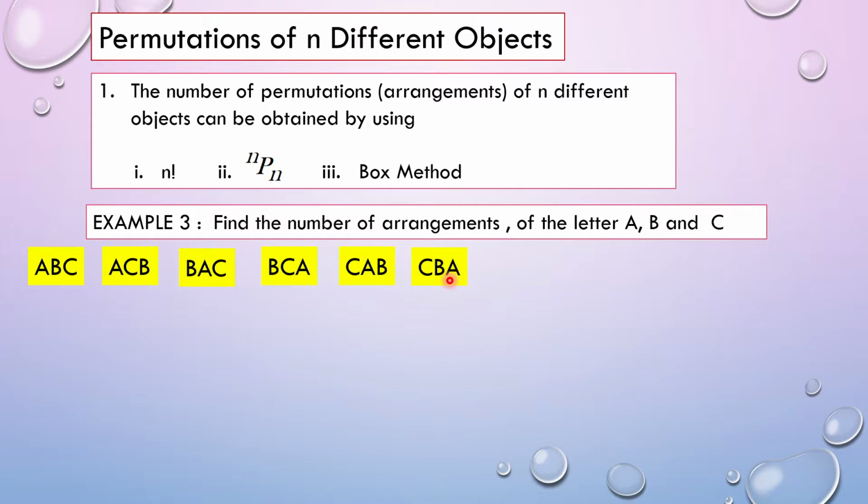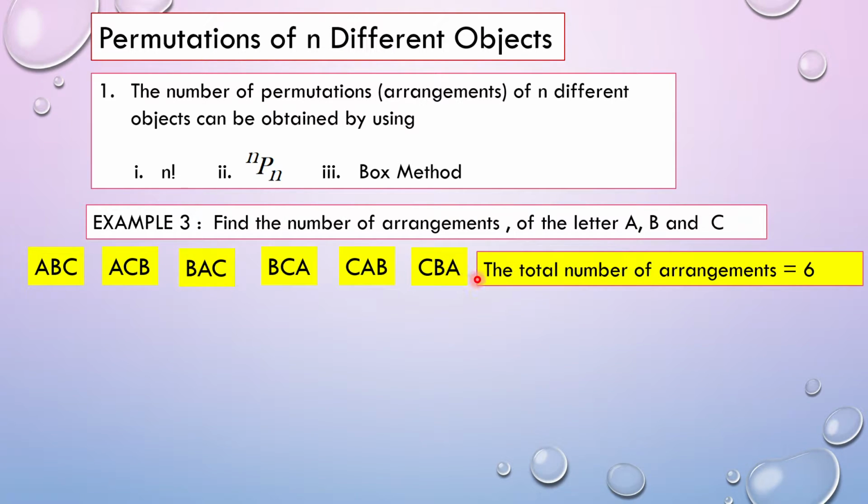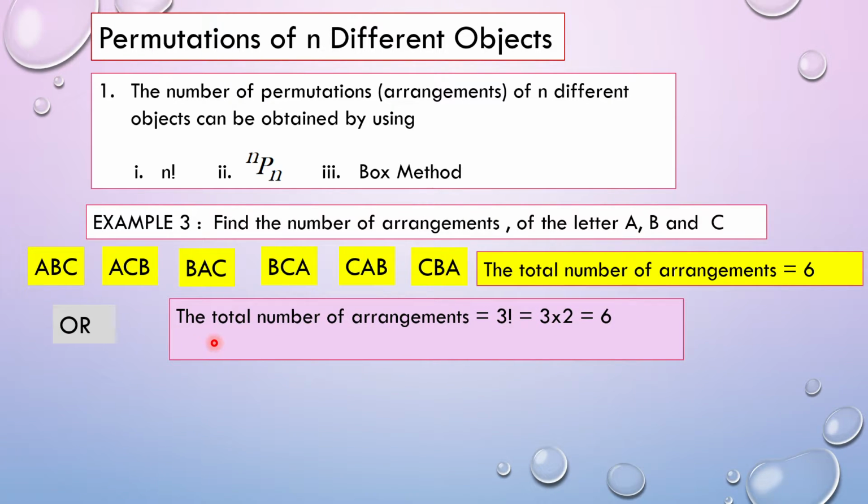I don't think so, because we have only 6 arrangements for these 3 letters. So the total number of arrangements equals 6. Now, you can also find the total number of arrangements by using the factorial. Since we are given 3 letters, we are going to arrange all 3. Remember, we are going to arrange all 3. Therefore, it is 3 factorial.